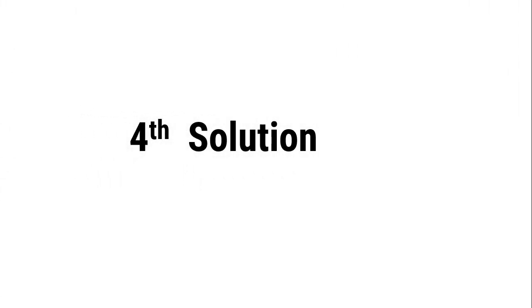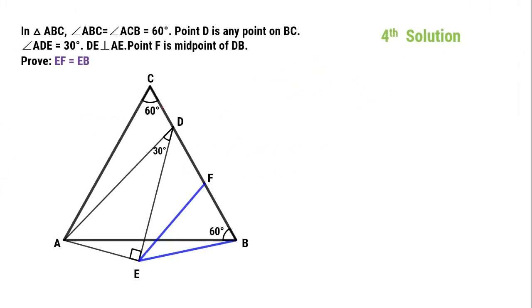The fourth solution. Let's find point K, the midpoint of AB. Connect EK. Extend EK to BC, intersecting BC at point L. Through point E, make a perpendicular segment EM to BF.